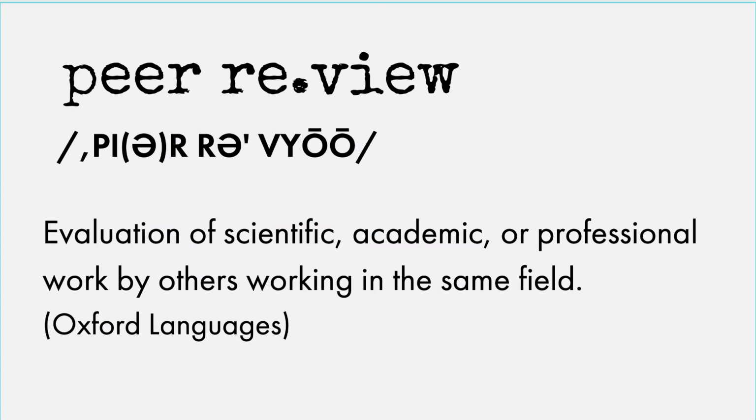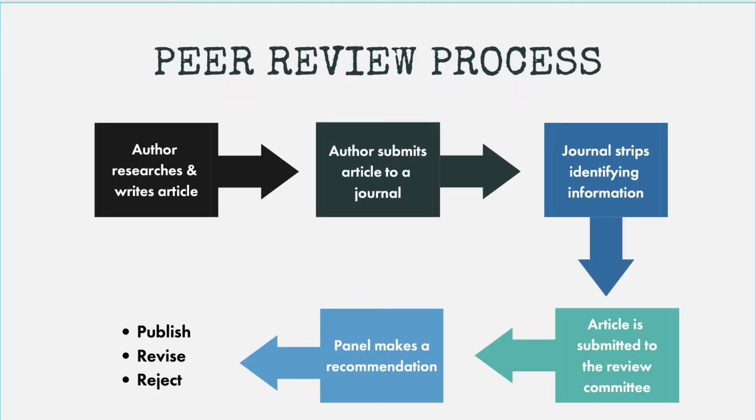Peer review is a process of evaluation that an article goes through before it is published. Peer review can happen in a variety of fields, especially in academia. The peer review process consists of 5 main steps.